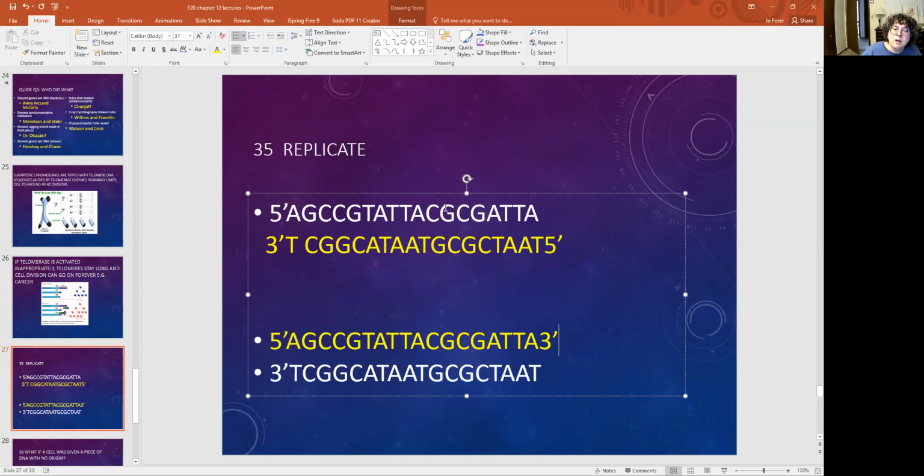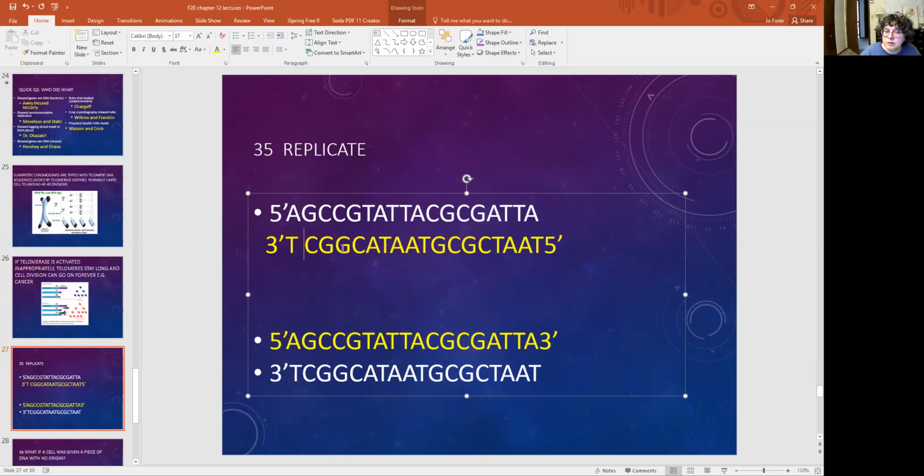Okay, so if we look, this was our original double helix in white. When it was pulled apart and replicated, look at what we've got. We end up with a double helix here and a double helix here. Each has the original white strand paired with a newly made yellow strand, so this was semi-conservative.